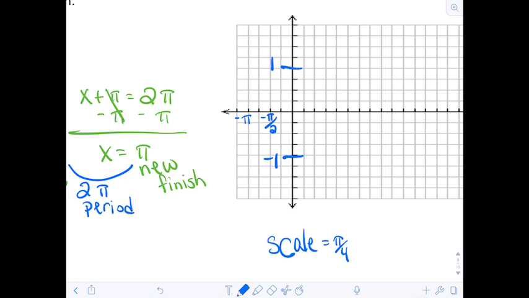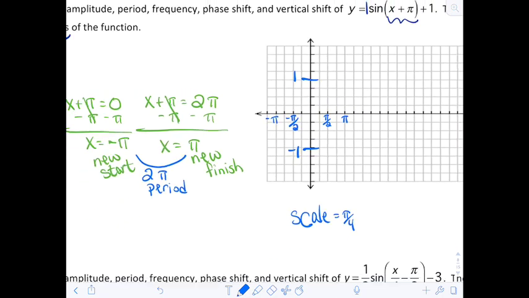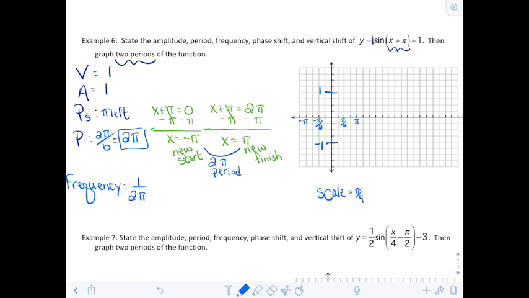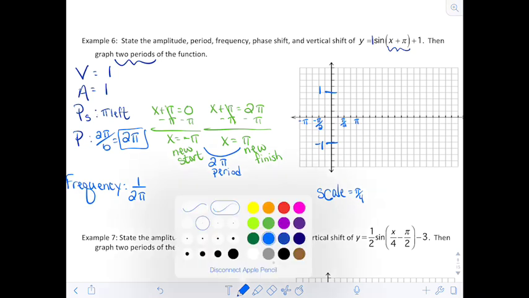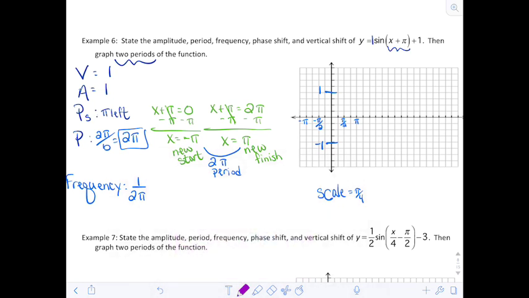And then the other way, from 0 to the right, pi over 4, 2 pi over 4, which is pi over 2, 3 pi over 4, 4 pi over 4, which is just pi. So now we can label and draw that box. So we have a vertical shift or a vertical translation of 1. So I'm going to go up to 1 and draw my new midline.